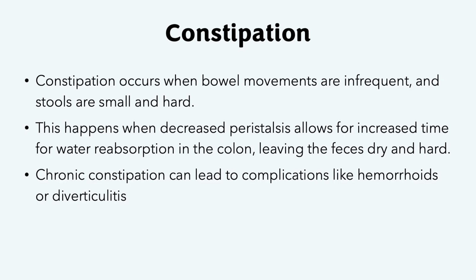So now let's talk about constipation. Constipation occurs when bowel movements are infrequent and stools are small and hard, right? This happens when you have decreased peristalsis, which allows increased time for water reabsorption in the colon. So if a lot of water is reabsorbed, it leaves the feces dry and hard. Chronic constipation can cause a lot of complications, especially hemorrhoids and diverticulitis. And it's a very common and severe problem among our geriatric population too, because of the slow peristalsis.